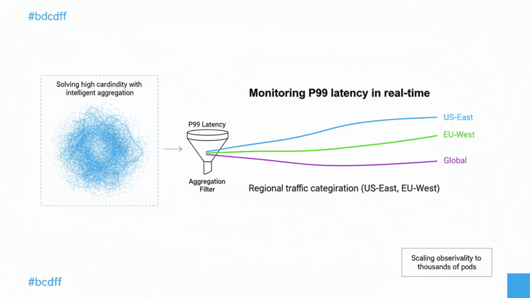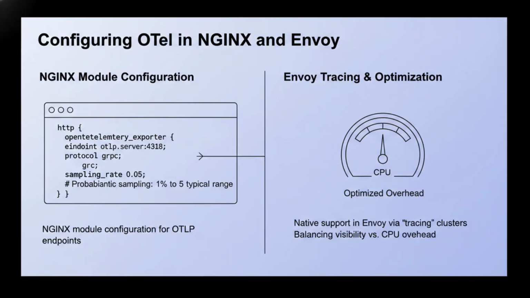By pre-aggregating these metrics in the OTel collector, we can monitor P99 latency across thousands of pods in real time. This allows infrastructure engineers to spot regional outages or performance degradation in seconds rather than minutes, which is vital for maintaining global service-level objectives.